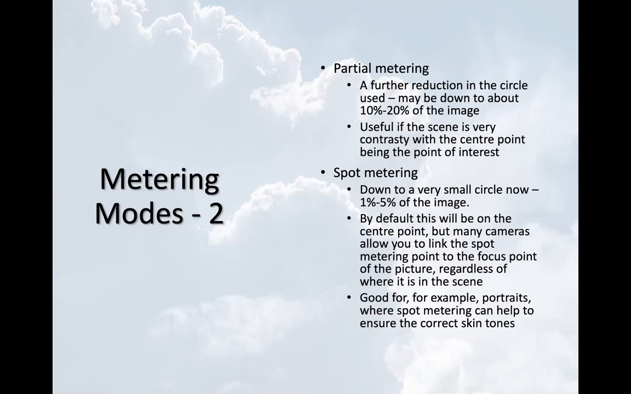By default, spot metering is on the center point and partial metering on the center point. But many cameras allow you to link the spot metering point to the focus point of the picture, regardless of where it is in the scene. So, for example, if you're photographing a person and they're on the left of where you're photographing, you want the light metering to be on them, not on the center. So you can move the metering point to the point that you're focusing on.